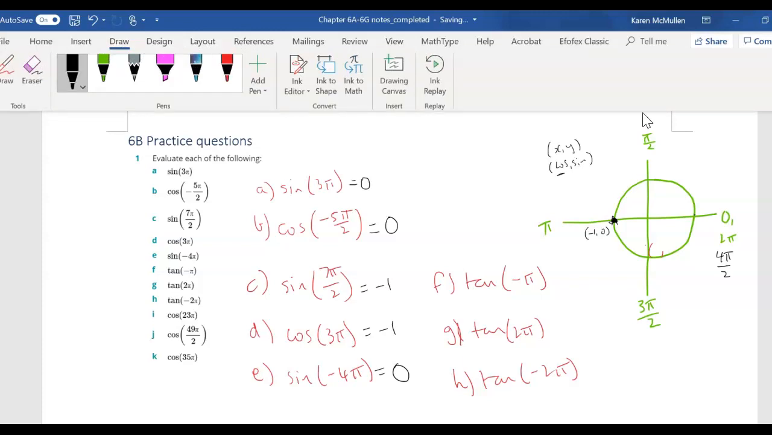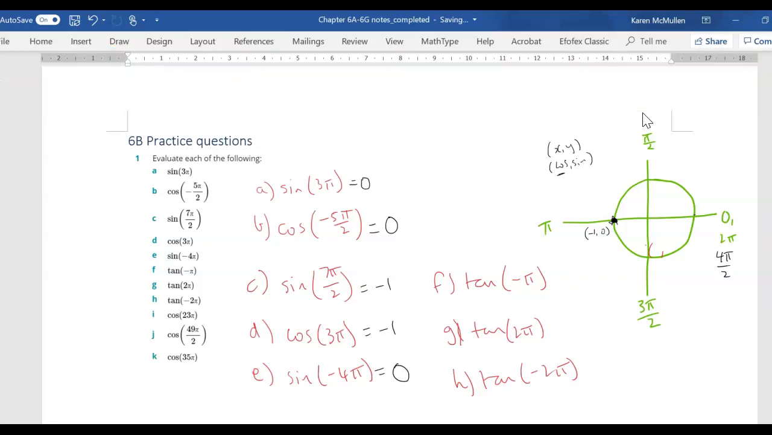So -pi is the same as at pi, so we're just still making our way here. At this spot, remember tan is equal to sine over cos. Our sine is 0 and our cos is -1, so it's going to be 0. We're just reading off the coordinates, and I already had the coordinates there, -1, 0. So cos is -1, sine is 0, so 0 over -1 is 0.